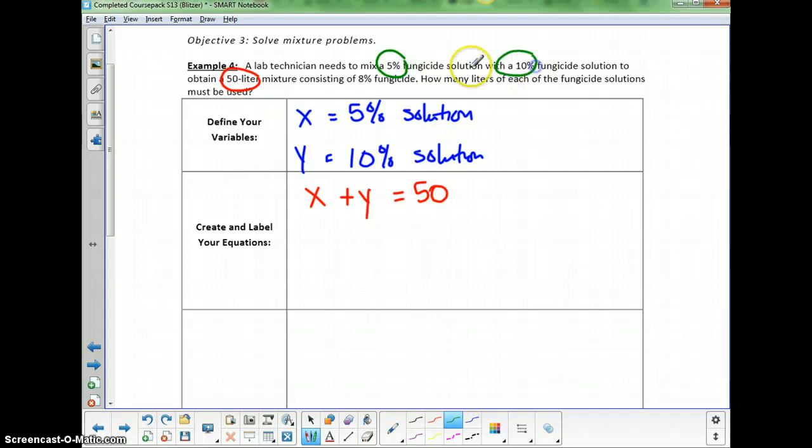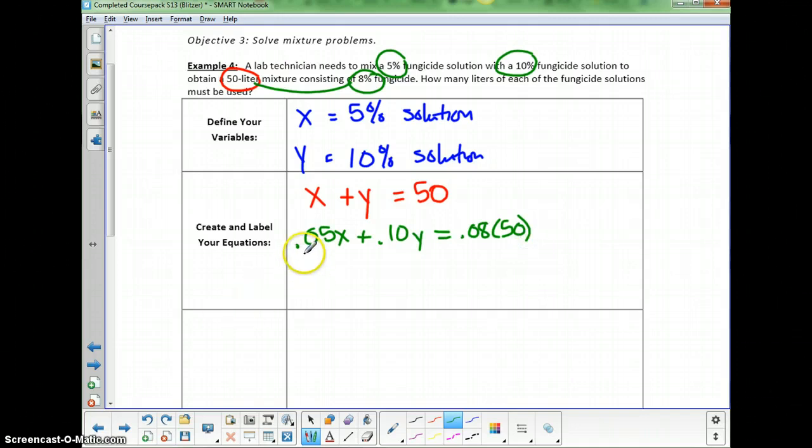So 5%, 10%, and 8%. Now, I don't know how much 5% I want, so it's 5%, 0.05 times x, plus, I don't know how much 10% I want either, so it's 10%, 0.10 times y, equals, now I do know how much 8% I want, so it's 0.08 times 50. I do know the amount I need there. Okay, so in each of these, I take the percent times the amount, plus the percent times the amount, equals the percent times the amount. It wouldn't do for a multiplication to equal just that single percentage value. It wouldn't come out to be a good equation.